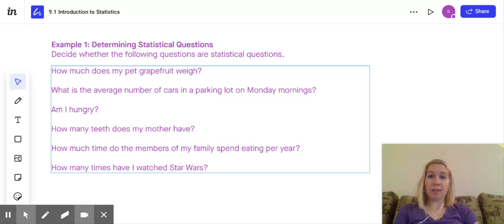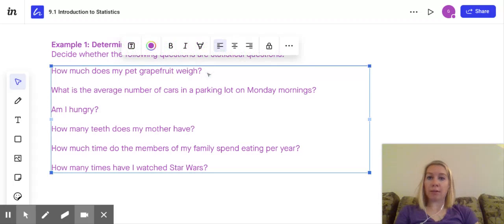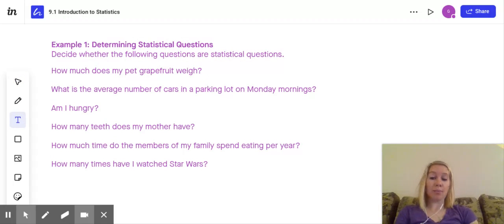Before we decide if it is a statistical question or not, let's decide what we need to do to answer that. Okay, so how much does my pet grapefruit weigh? Well, let's say we had a pet grapefruit, and let's say it probably weighed about 1 pound. So 1 pound. That's about all the answers I can give because it's just asking the weight.